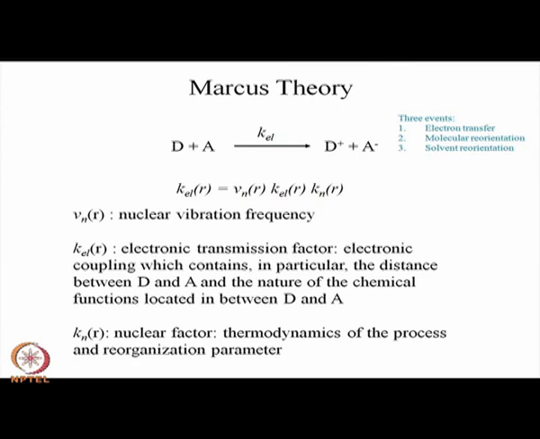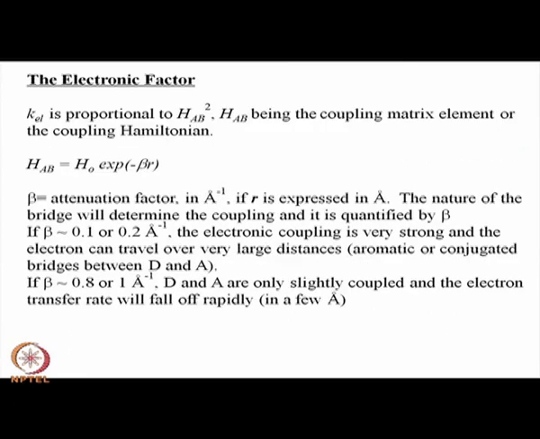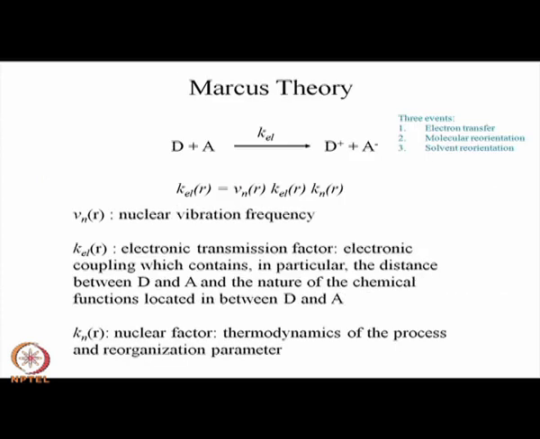So, that is your electronic transmission factor. This is the second term, and the third term is the nuclear factor. So, thermodynamics of the process and reorganization parameters. These are the ingredients of the electron transfer rate. So, we have started with Marcus theory. Now next comes your electronic factor. KEL is basically this electronic transmission factor.